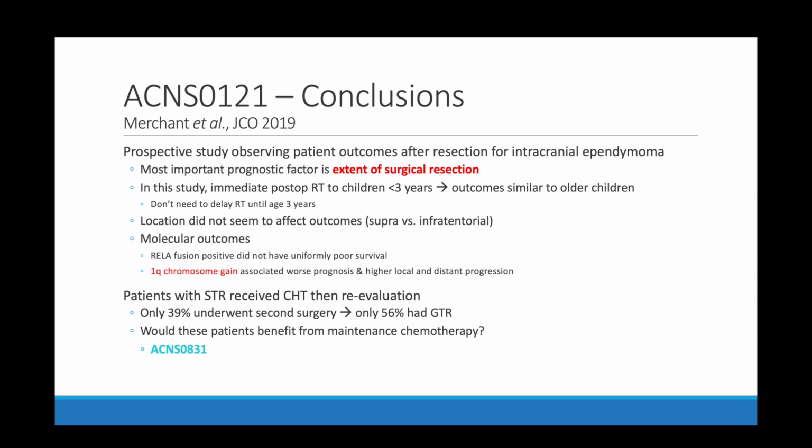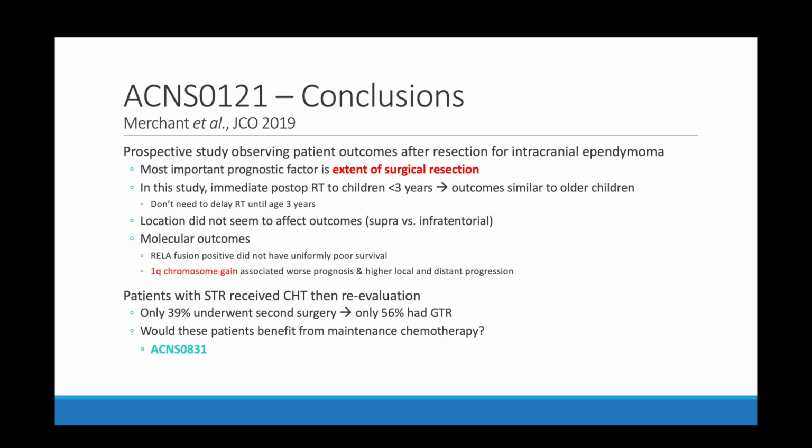So finally, this brings us to the conclusions from this study. ACNS 0121, as we have said, was a prospective study looking at patient outcomes after resection for intracranial ependymoma. And we know the most important prognostic factor is the extent of surgical resection. In this study, they looked at giving children even less than 3 years old immediate postoperative radiation, whereas before we would have tried to delay the radiation. What they found is that even when we gave radiation to children right away, if they were less than 3 years old, the outcomes were similar to older children. So maybe we don't actually need to delay radiation until the children turn 3. Maybe we can deliver radiation right away.